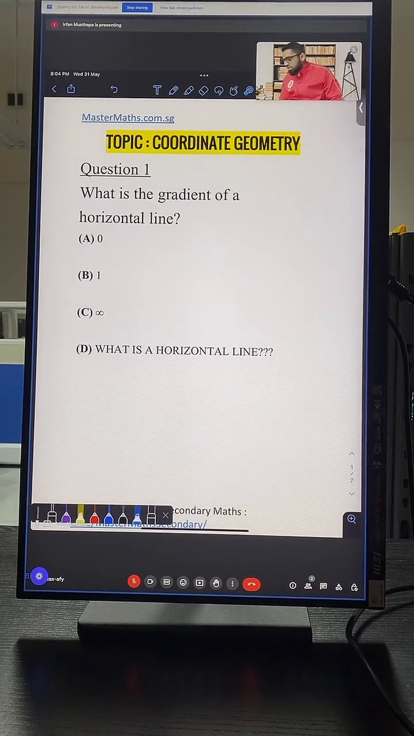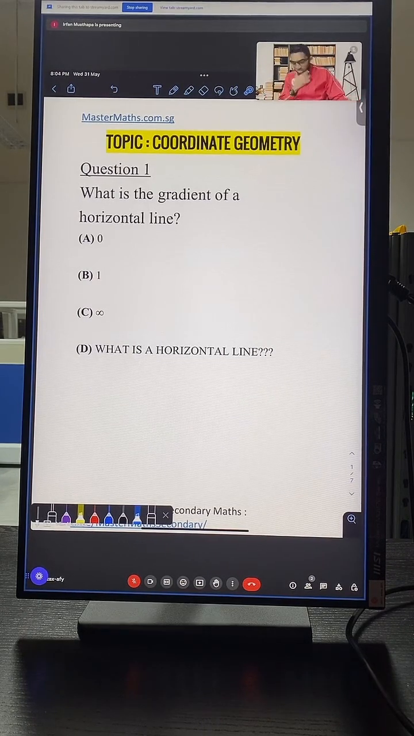Is it A, is it B, is it C? By the way, what is C? C is infinite. Infinite means there's no number attached to that. It's a super huge number for the gradient. It's so steep that there is no value for the gradient.